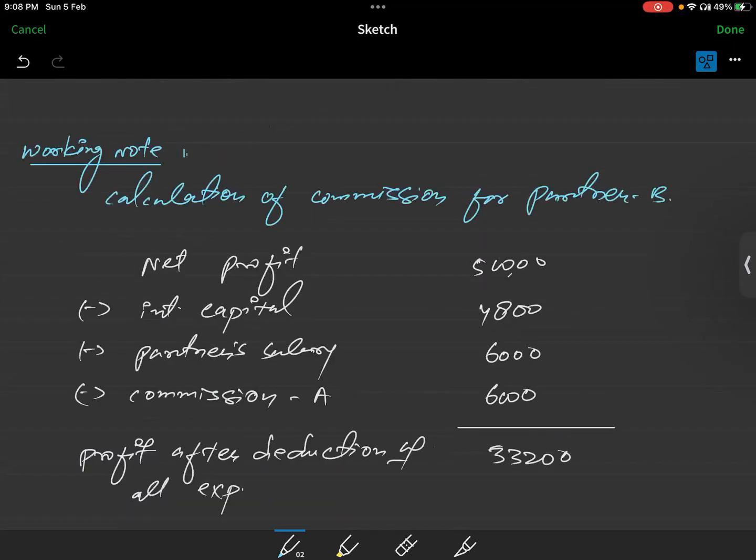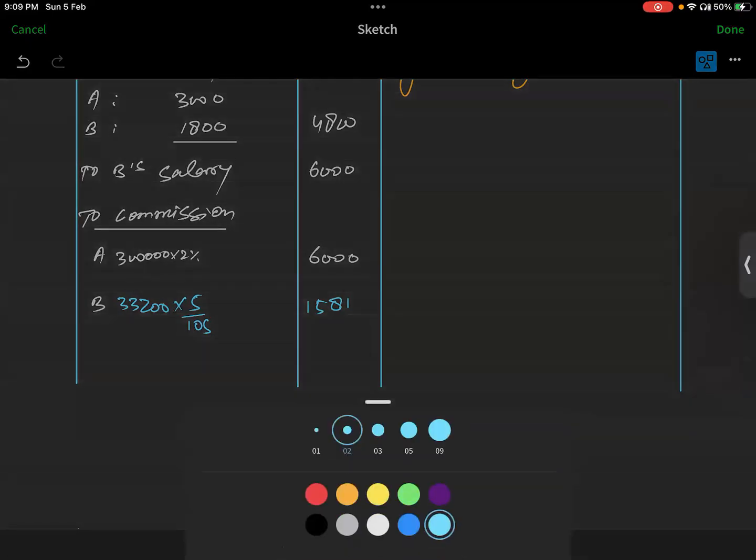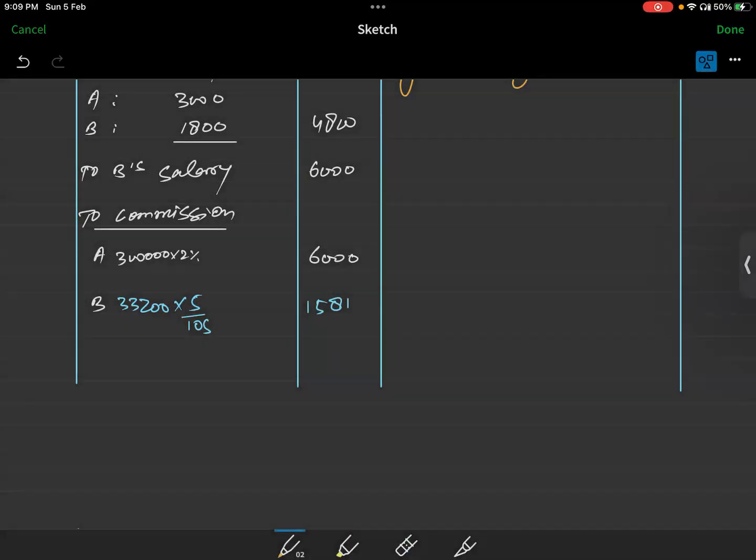Okay, so now we'll write that here. B's commission will be on 33,200, 5 by 105, and which is 1,581. Got it? Now the remaining profit will be considered as the divisible profit. So the remaining profit will be transferred to partners A and B in the profit sharing ratio, profit transfer to A and B.